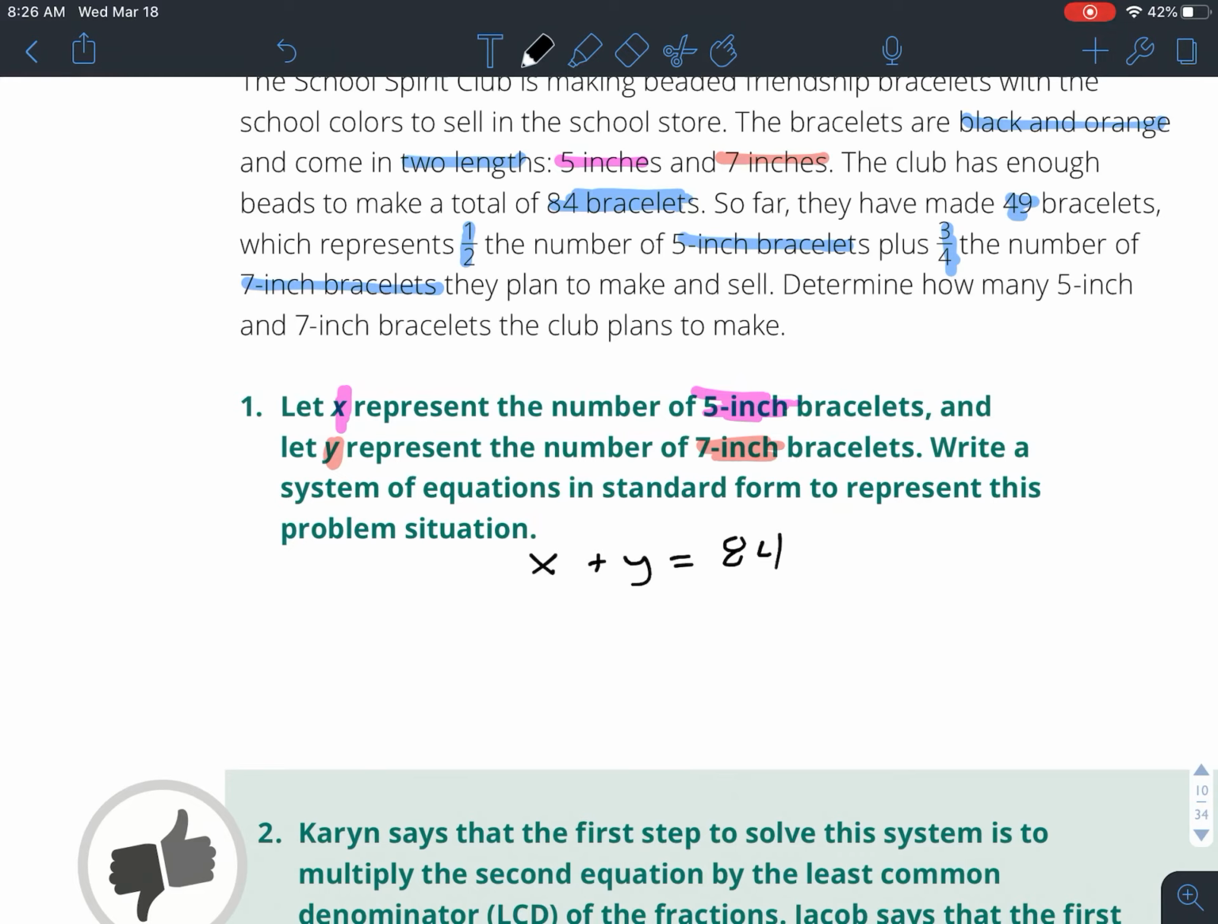Next gets a little more complicated. So far they have 49 bracelets, which represents half of the number of 5-inch bracelets. So for X, the 5-inch, we've done half of them, so half of X plus 3/4 Y is equal to 49. So there's 49 done, and half of them are 5-inch and 3/4 are 7-inch total. There's our two system of equations right here. Okay, that's all we had to do. I know it's not easy, but we can do it.